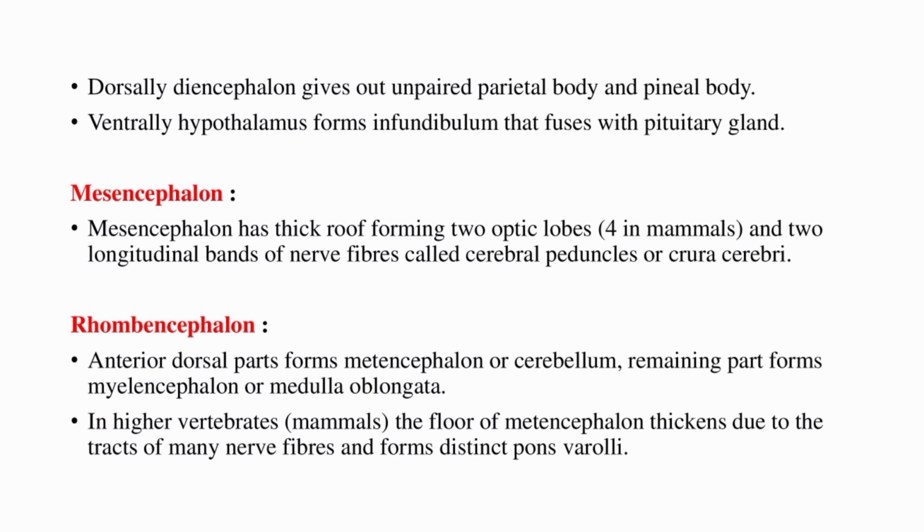Third one, rhombencephalon. Anterior dorsal parts form metencephalon or cerebellum. Remaining part forms myelencephalon or medulla oblongata. In higher vertebrates, the floor of metencephalon thickens due to the tracts of many nerve fibers and forms distinct pons varoli.